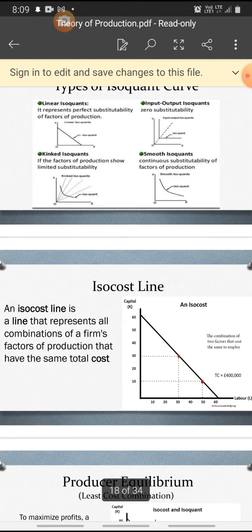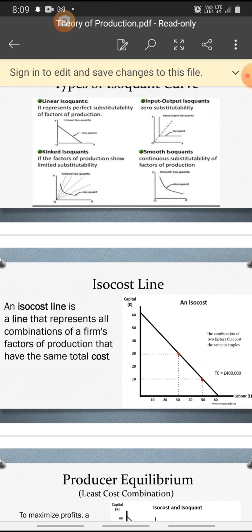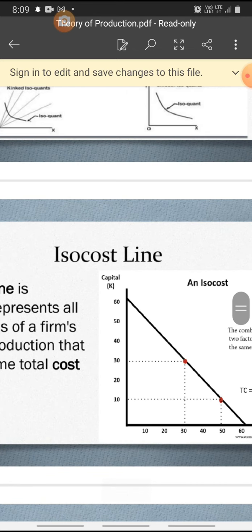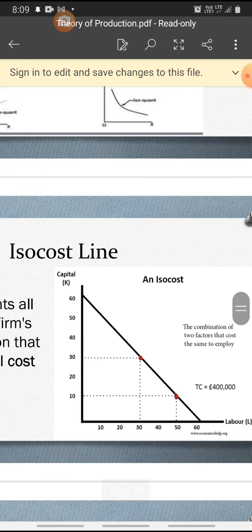Next one is the isocost line. An isocost line is a line that represents all combinations of a firm's factors of production that have the same total cost. Within our budget, we can purchase the factors of production. That shows the isocost line, the same cost line. The combination of two factors that cost the same to use in the production process. That is an isocost line, same like a budget line.